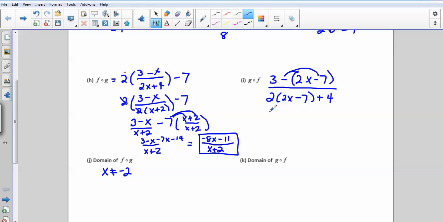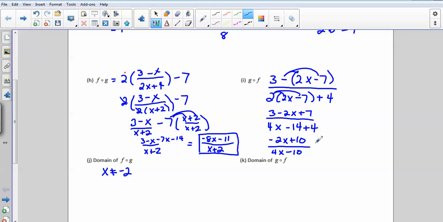So in my numerator, I have 3 minus 2x plus 7. In my denominator, I need to distribute the 2 to each term. So that gives me 4x minus 14 plus 4. And now you need to combine like terms in numerator and denominator. I have negative 2x plus 10. And I have 4x minus 10. Now notice your numerator and denominator both have common factors of 2.